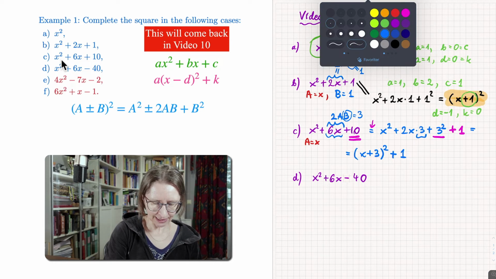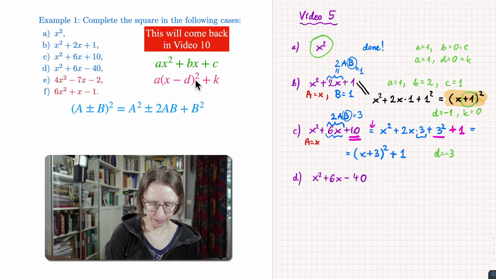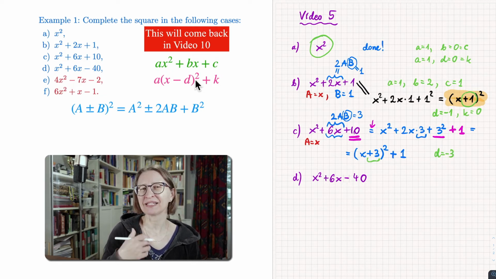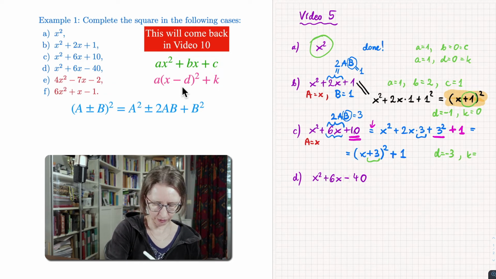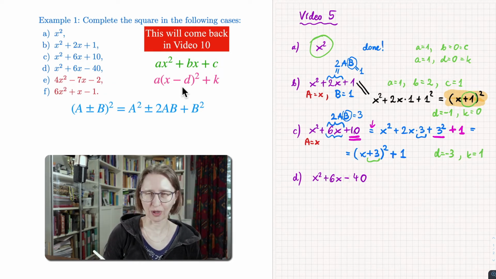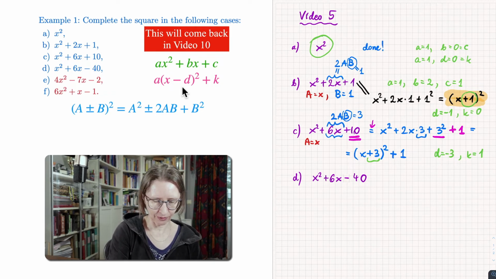And in this case, my d from the general formula is equal to minus 3, because I am adding 3, and it is the same as subtracting minus 3. I have subtraction here in the formula. And my k is equal to 1, because I add 1 to this perfect square. And I'm done with this one.